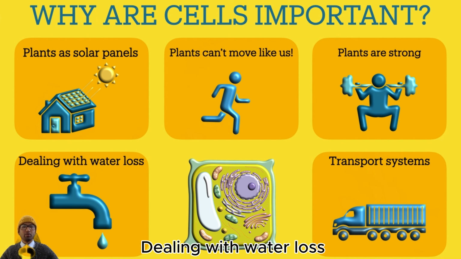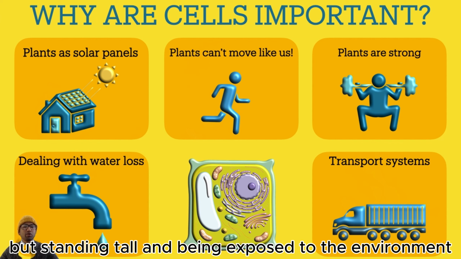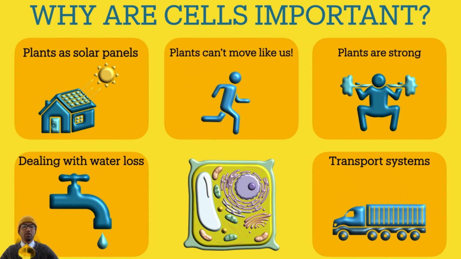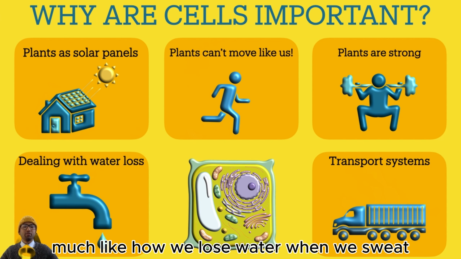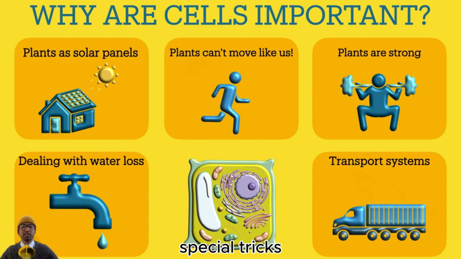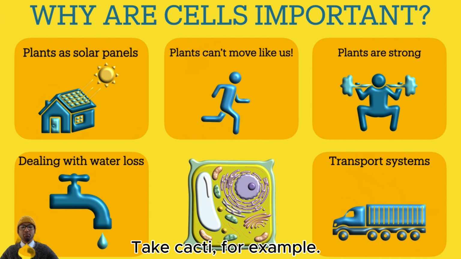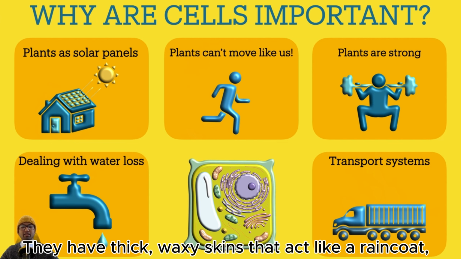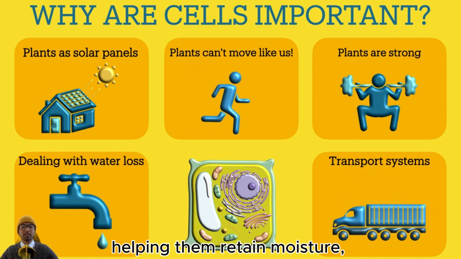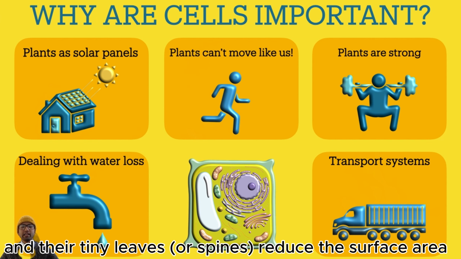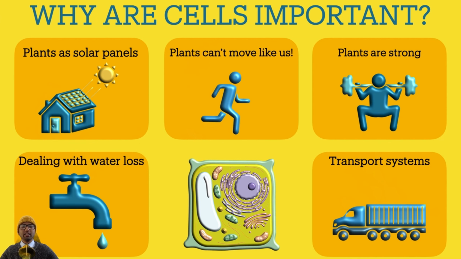Then, dealing with water loss. But standing tall and being exposed to the environment comes with challenges. One of the biggest being water loss. Plants lose water all the time, much like how we lose water when we sweat. However, plants have evolved specialized tricks to minimize water loss and avoid drying out. Take cacti, for example. They have thick, waxy skins that act like a raincoat, helping them retain moisture, and their tiny leaves or spines reduce the surface area for water to evaporate. It's an ingenious survival strategy for living in dry environments.